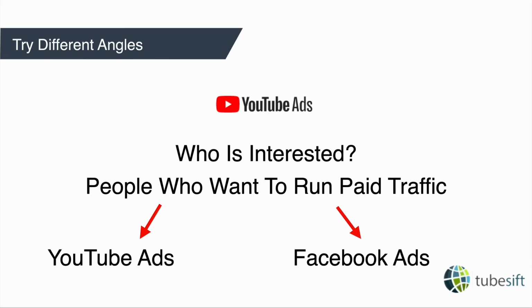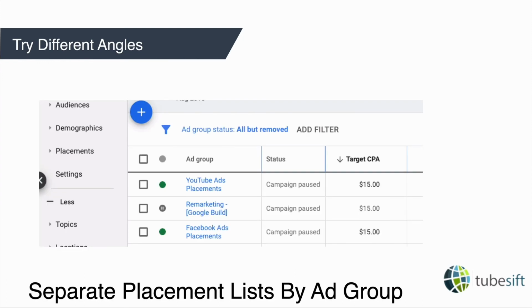But I don't want to narrow myself down just to people who want to run YouTube ads, because part of my job is to convince people who might be running, let's say, Facebook ads, that, hey, if you're running Facebook ads, you might want to jump over to YouTube, not keep all your eggs in one basket, not mess around with all that crazy stuff going on with Facebook ads right now. You can see from this screen I'm sharing, who's interested? Well, people who want to run paid ads. Then there's two categories: YouTube ads and Facebook ads. Those are two different angles that I'm going to take, and I'm going to create two separate ad groups for those things. So I'm going to separate my placement lists by ad groups.